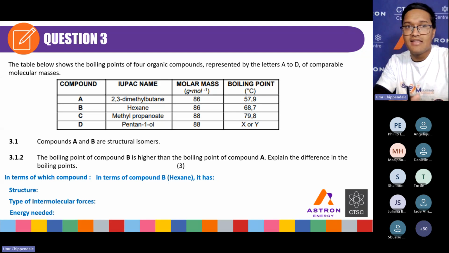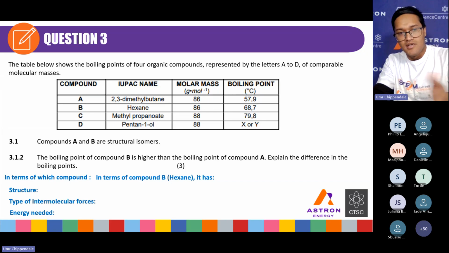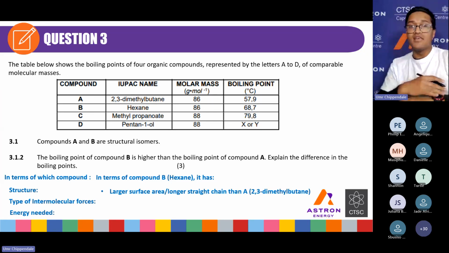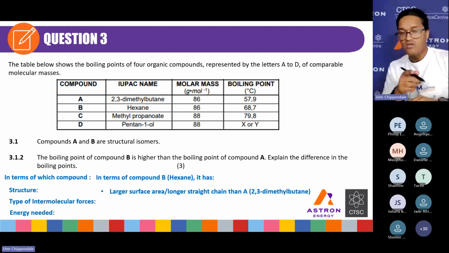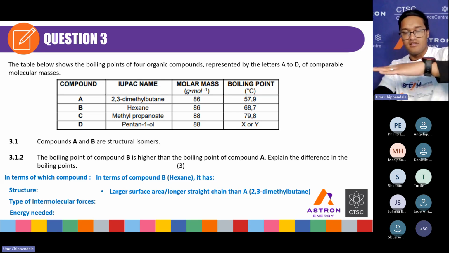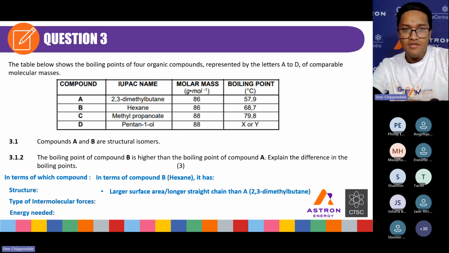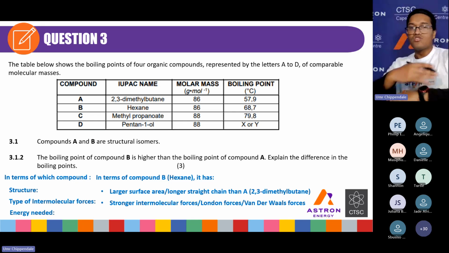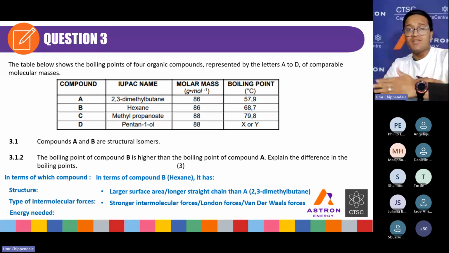So what you would actually write down on your paper would be, in terms of compound B, the hexane is optional. Then you can say for structure, it has a larger surface area and longer carbon chain than what you have in compound A. Remember, you do not need to write down its name. As long as you say A or that, they know what you mean. So, a straight chain that we have, right? We're just speaking of B as a long main chain. The type of intermolecular forces will be stronger intermolecular forces, because remember, it is closer to one another.